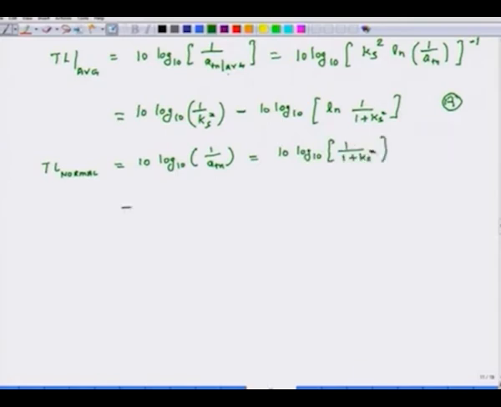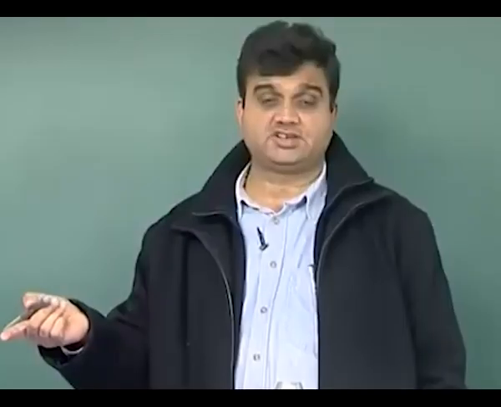So, I can rewrite this as 10 log of 10, and what I am going to do is rewrite this term in an exponential format. So, I have an exponential of natural log of 1 plus 1 over k s square. This is exactly the same term, but I have just taken a natural log of it and then raised it to an exponent. So, it is the same thing.